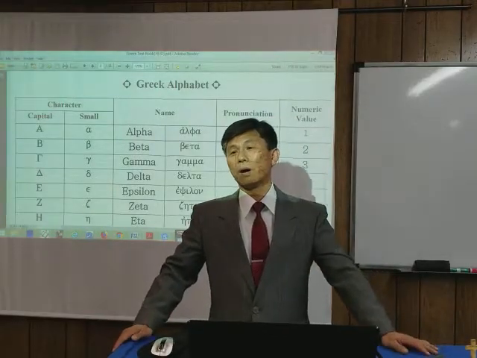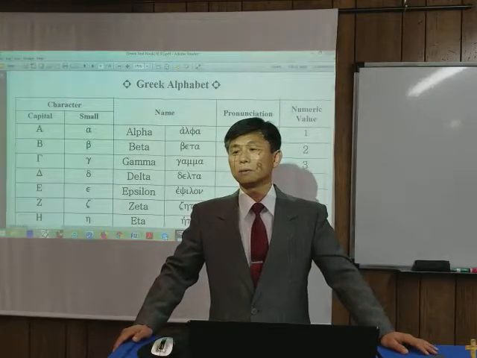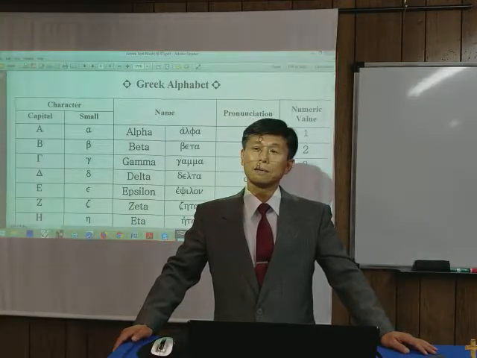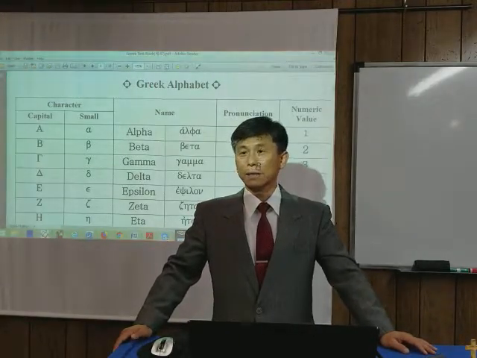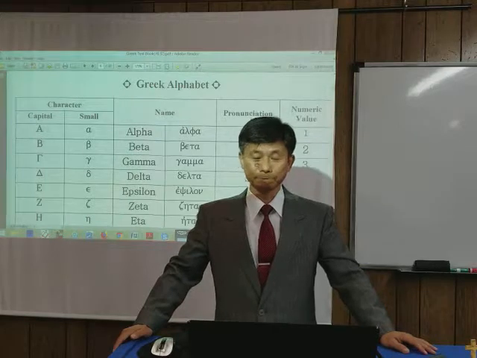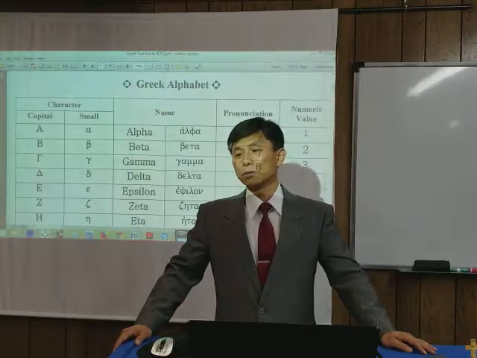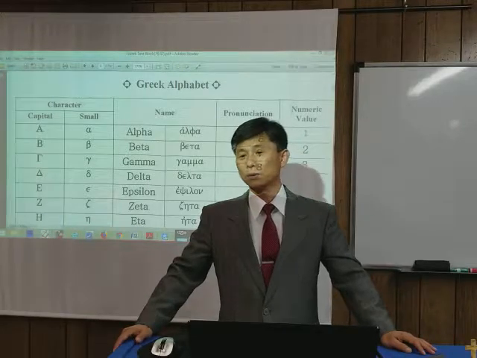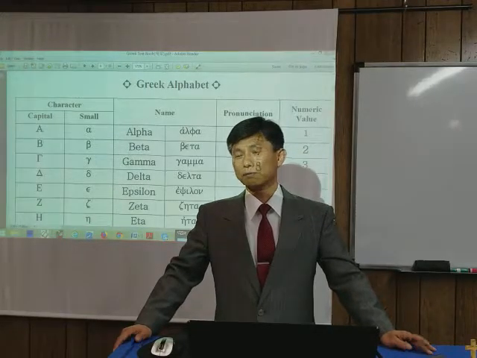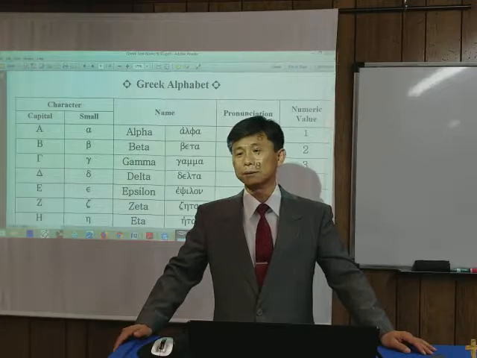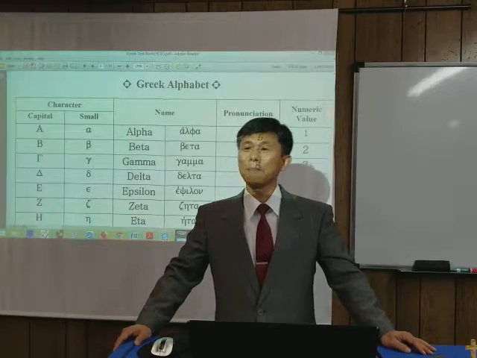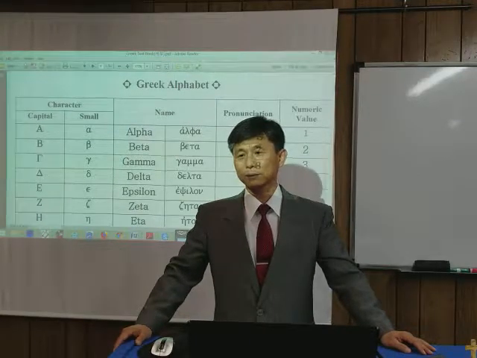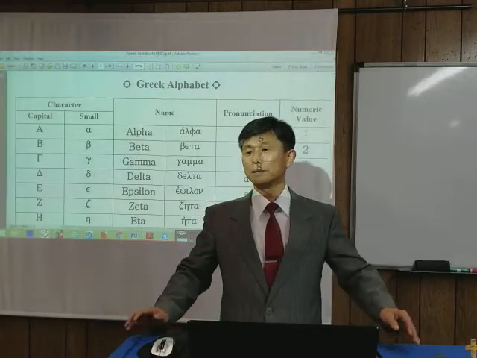And also we are studying the brief history of Koine Greek that is written in the New Testament. And we continue to move on to the next subject. Today, we are going to study the Greek alphabet. So here, Greek means, keep in mind all the time, Koine dialect, which is Koine Greek, that is written in the New Testament.